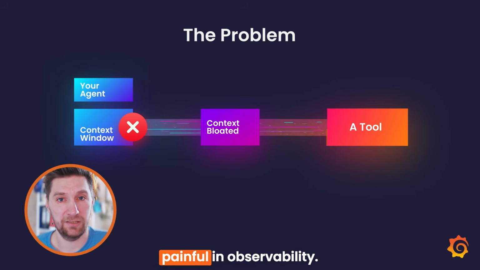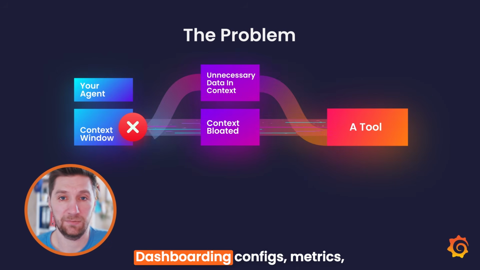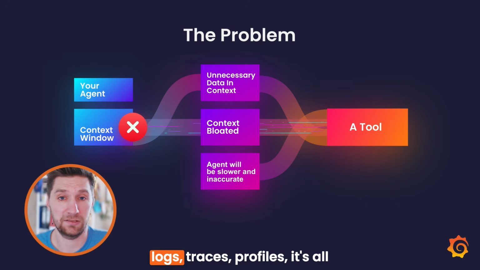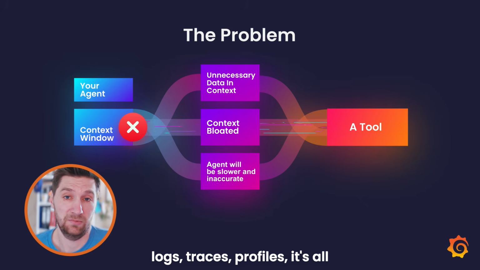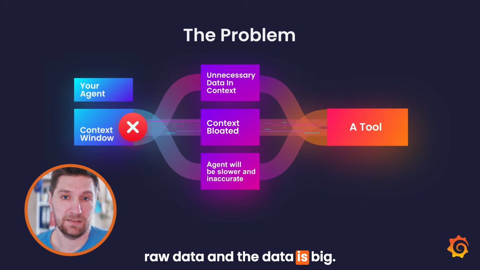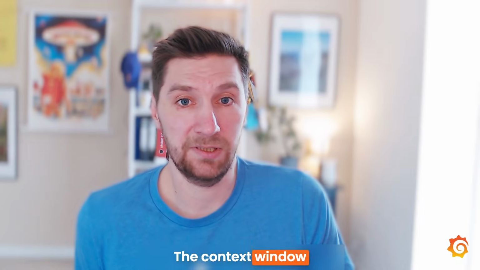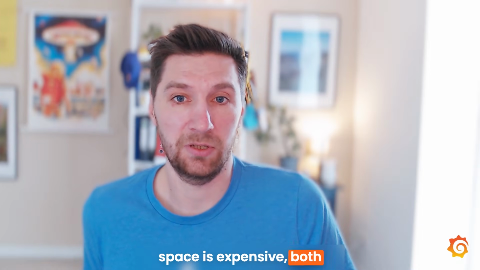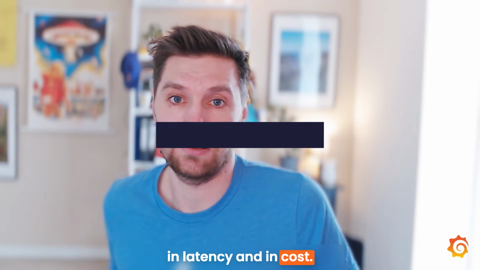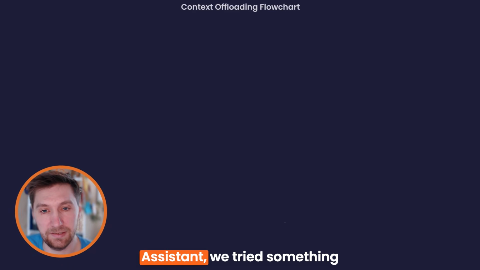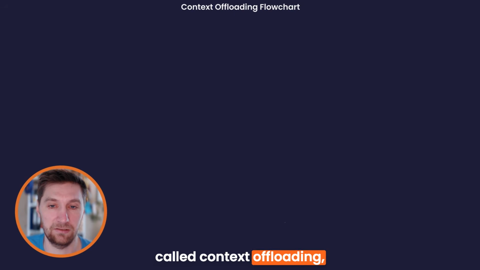This is especially painful in observability. Dashboarding configs, metrics, logs, traces, profiles. It's all raw data and the data is big. The context window space is expensive, both in latency and in cost. So while building Grafana Assistant, we tried something called context offloading.